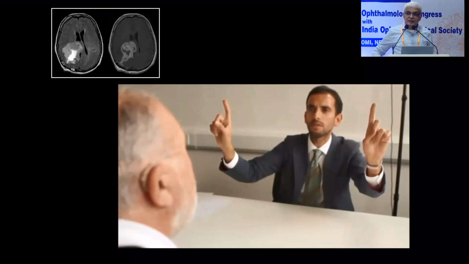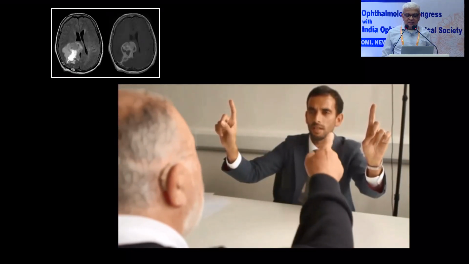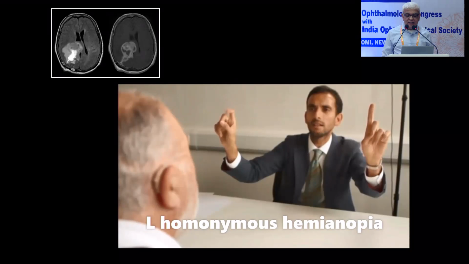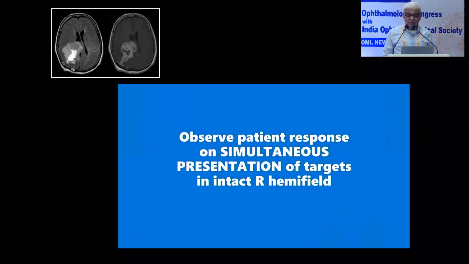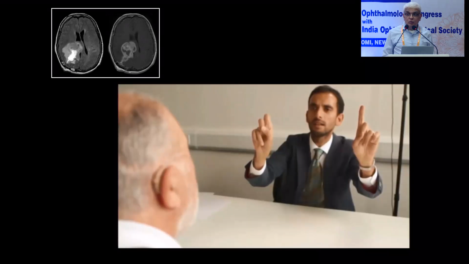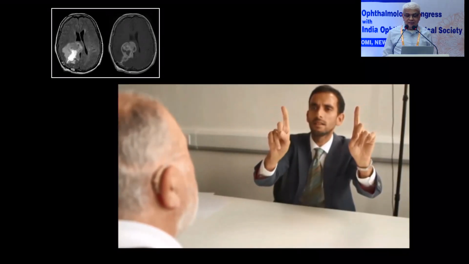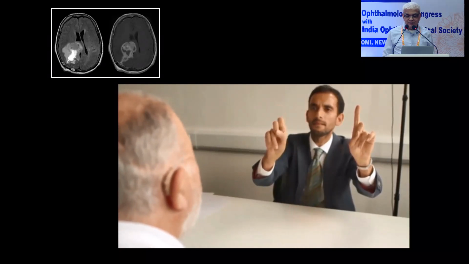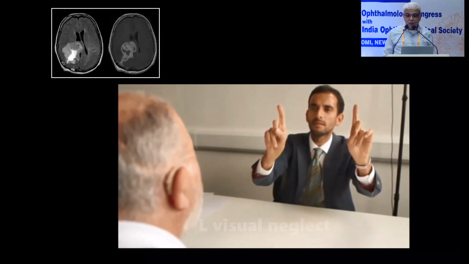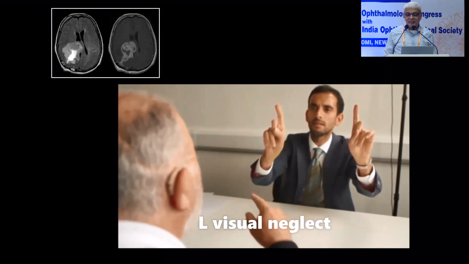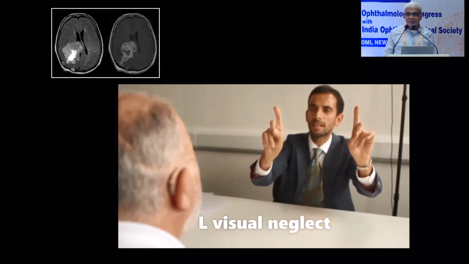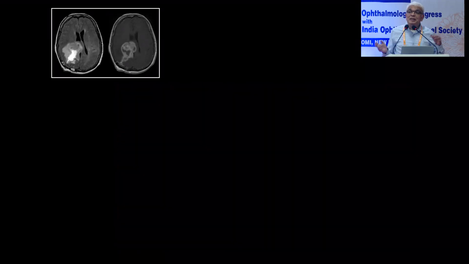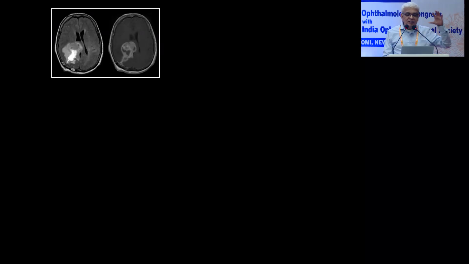Okay. So now he's doing a confrontation. As you can see in the right hemifield, he's able to see. In the left one, he's not able to see. Okay. This is a left homonymous hemianopia. But now the examiner moves both his fingers to the seeing area. See, he sees one. Now he sees the right side. Now he sees the left side. Now when both are presented, he sees only the right. See that? He misses the left one. This is hemi-neglect. Okay. And you get that very typically in the parietal lobe lesion.